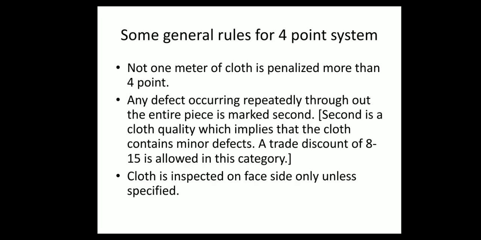Some general rules for a 4-point system. Not 1 meter of cloth is penalized more than 4 points. Any defect occurring repeatedly throughout the entire piece is marked second. Second is a cloth quality, which implies that the cloth contains minor defects. A trade discount of 8 to 15% is allowed in this category. We see in the market that seconds are sold, and those are the ones which have minor defects. Cloth is inspected on face side only unless specified.